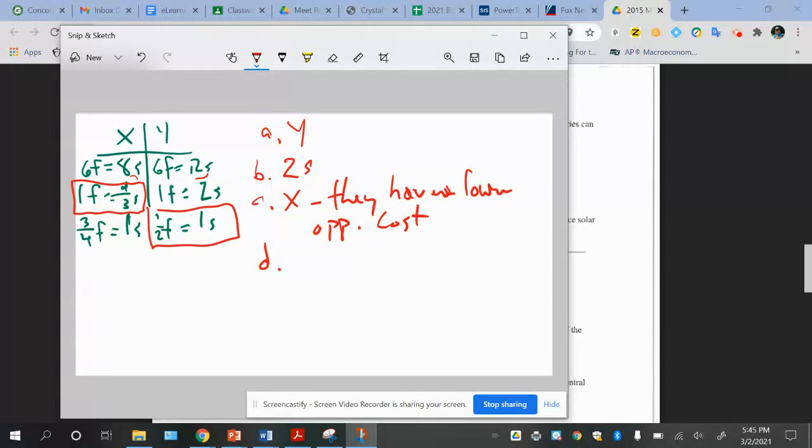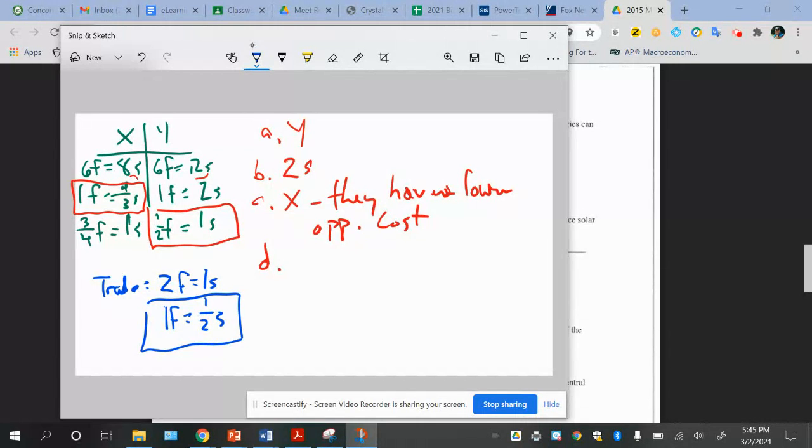And then part D is asking us, should country X produce solar panels domestically or trade? And so I set this up like this. All right. So our terms of trade in this case are 2 furnaces equals 1 solar panel. We're going to flip that over and mean 1 furnace equals a half of a solar panel. So this is what country X is going to get if they trade.